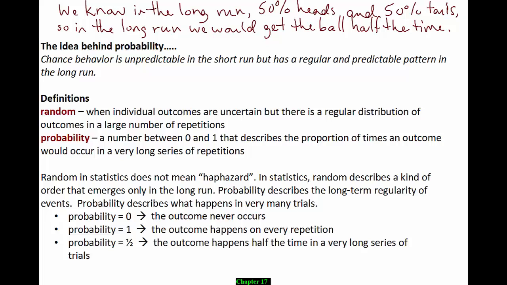Accordingly, a probability of a quarter means the outcome would happen a quarter of the time in a very long series of trials. Now this is on the probability scale, so a 0 probability would be a 0% chance of occurrence. A probability of 1 would be 100% chance of occurrence, and a probability of a half would be a 50% chance of occurrence.